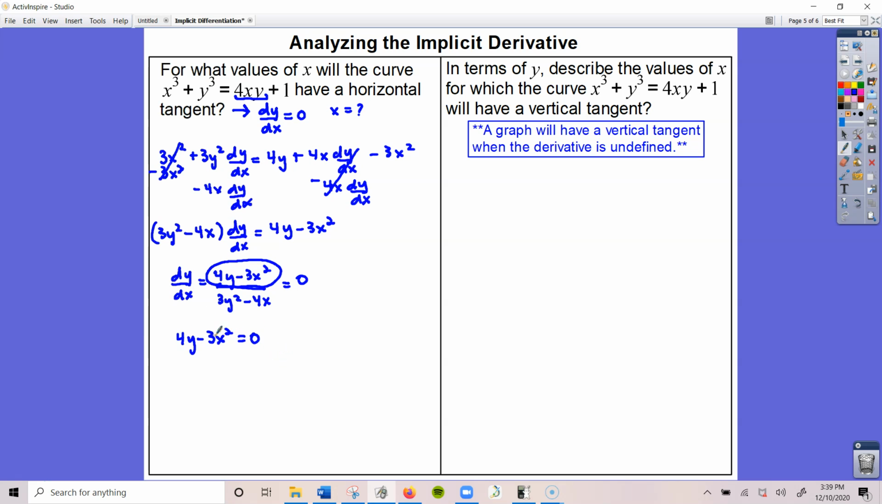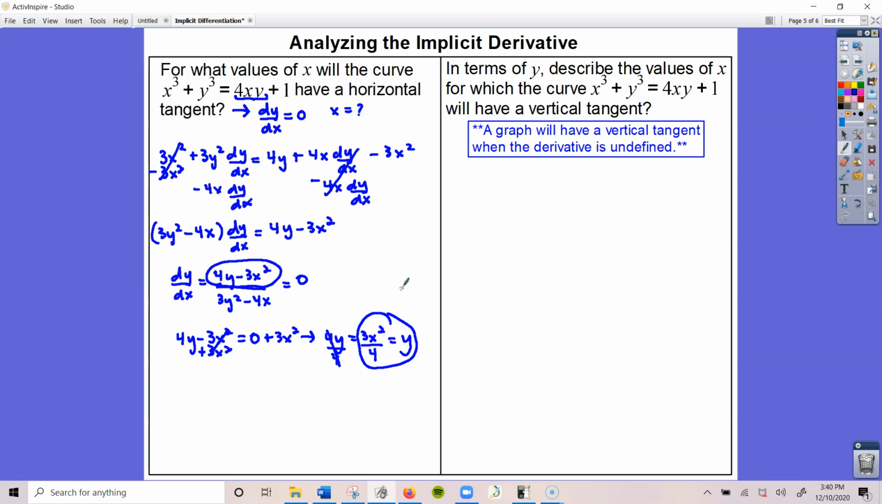Now, I can't exactly plug this into the calculator because we have y and x squared as part of my equation. So what we can do is solve for y. So I would add 3x squared over to the other side. And so we have 4y is equal to 3x squared, and then divide by 4. So we get that y is equal to 3x squared over 4. So this equation for y represents when my curve is going to have a horizontal tangent.